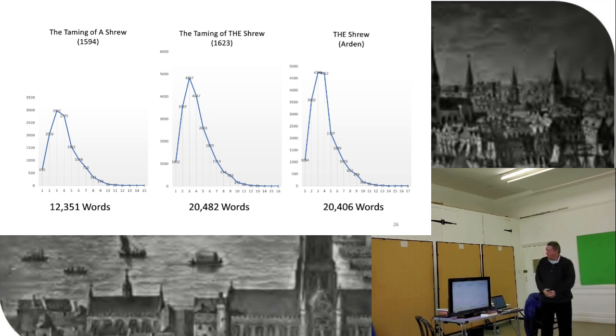This is my favorite. I'm convinced, of course, the Taming of a Shrew is the predecessor to Taming of the Shrew, and the Arden version of the Shrew. And A Shrew peaks at 3. The Shrew in the folio peaks at 3. And over here, it peaks at 3, but just barely.